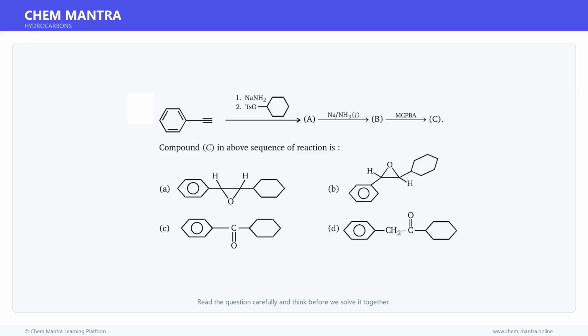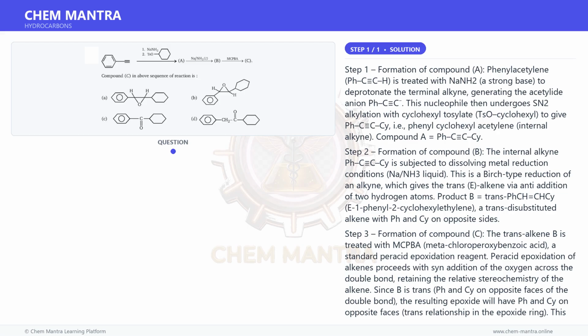Here is a question. Read it carefully and think about the answer. Let us solve it step by step. Let us begin solving this step by step. Step 1. Formation of compound A.